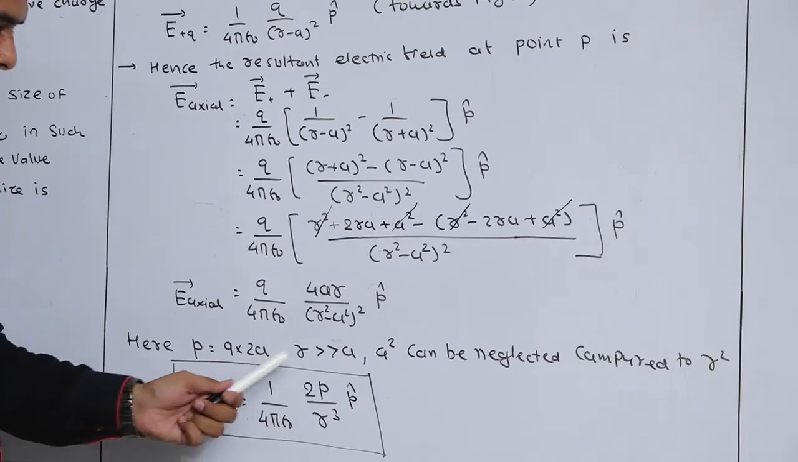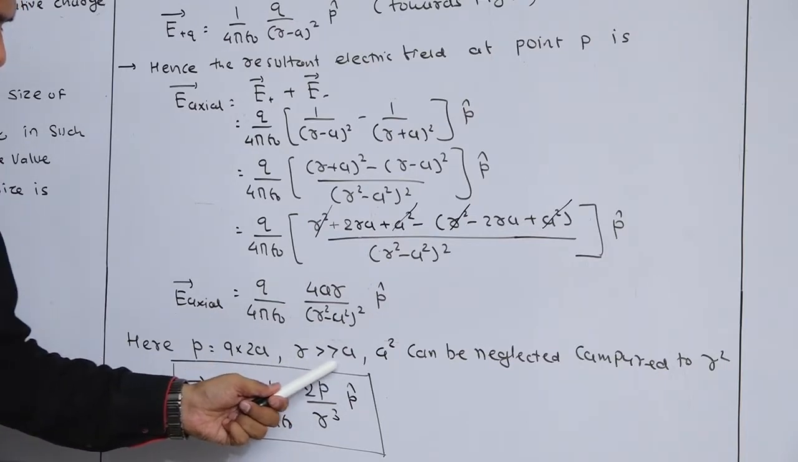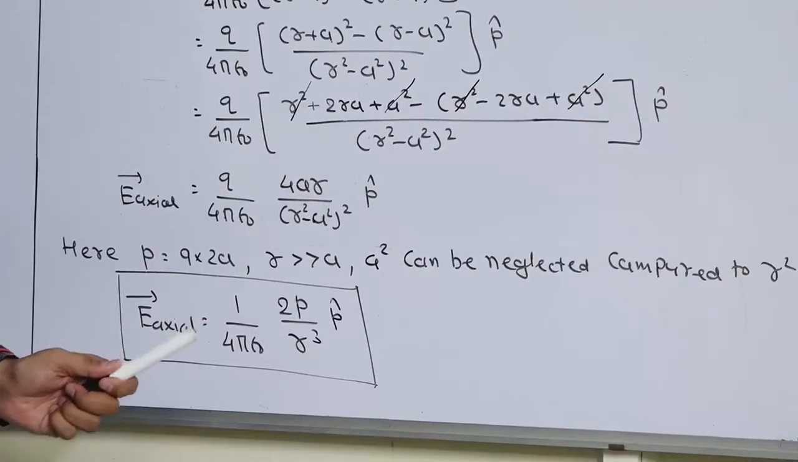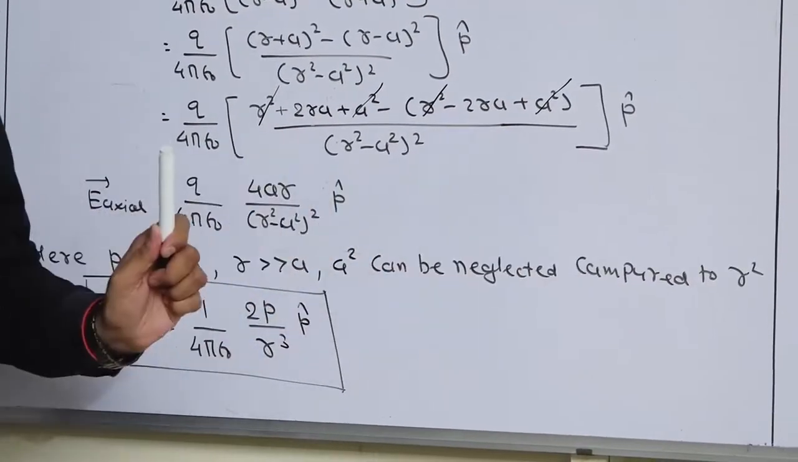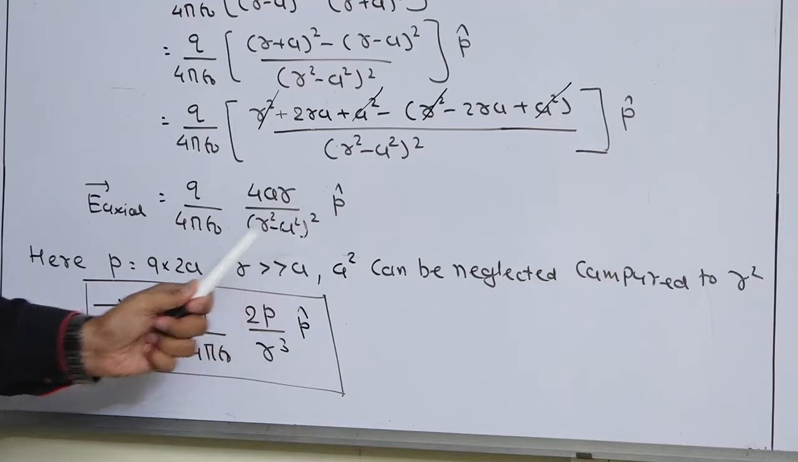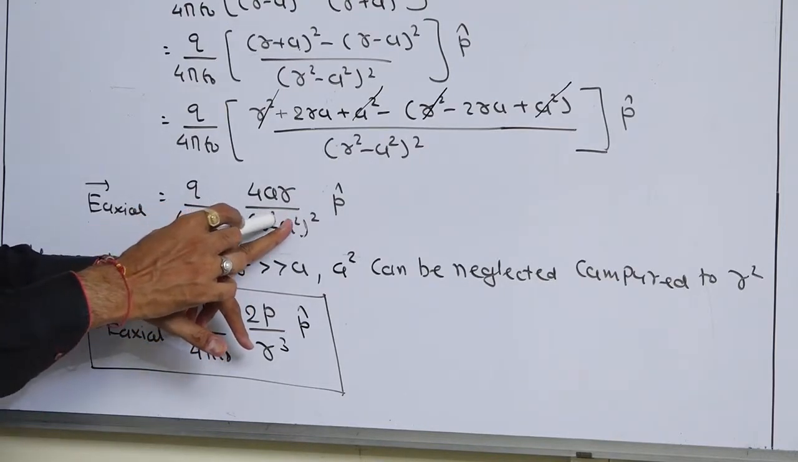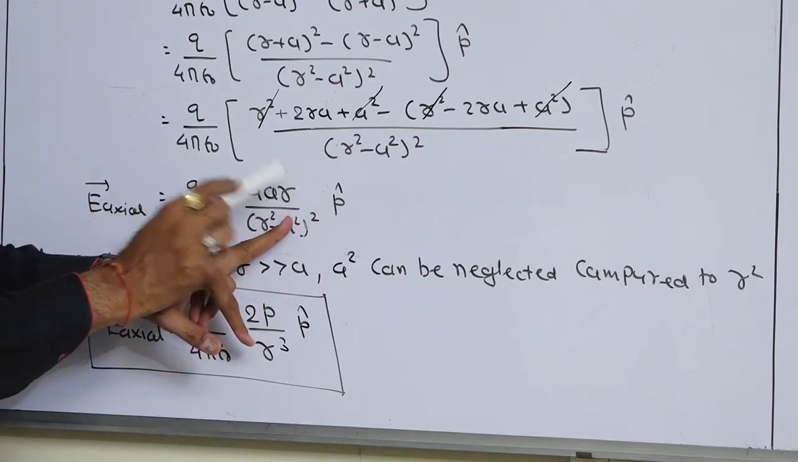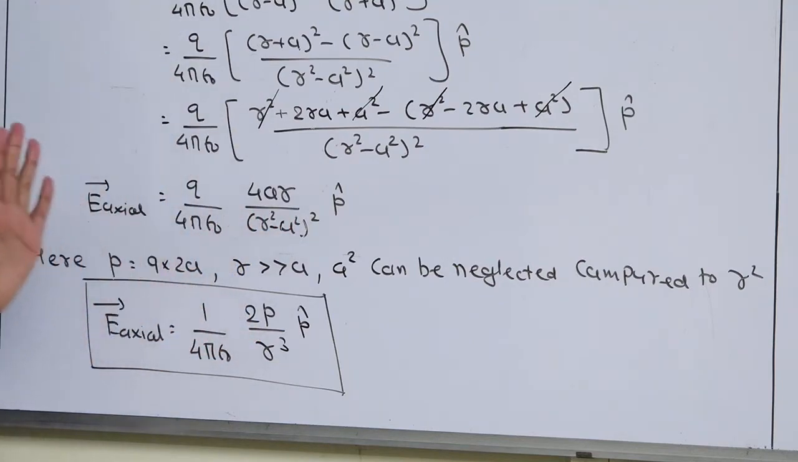Another condition: r is very much greater than a. The value of a is negligible in comparison to r. So we can say that a square can be neglected compared to r square. So now a square is neglected, and only r square into 2 remains, that is r to the power 4. In the numerator r remains, in the denominator r to the power 4 remains. The r's cancel and only r cube remains.